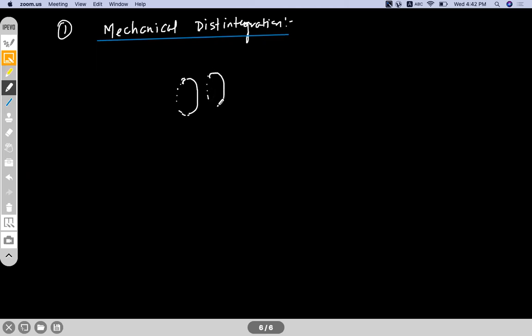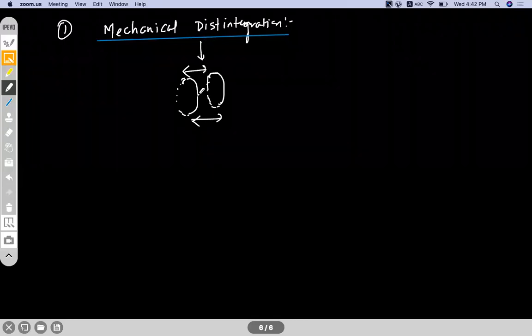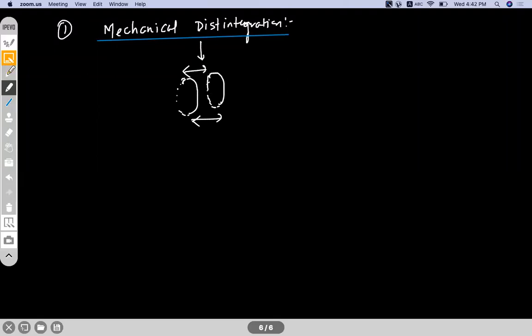Try to understand this as a 3D view. This part is going into the screen and this part is coming out of the screen. So we have two discs like this, with some space between the two. We allow the dispersed phase particles to pass into this disc. Both discs are rotating in different directions. One is going clockwise, the other anti-clockwise.